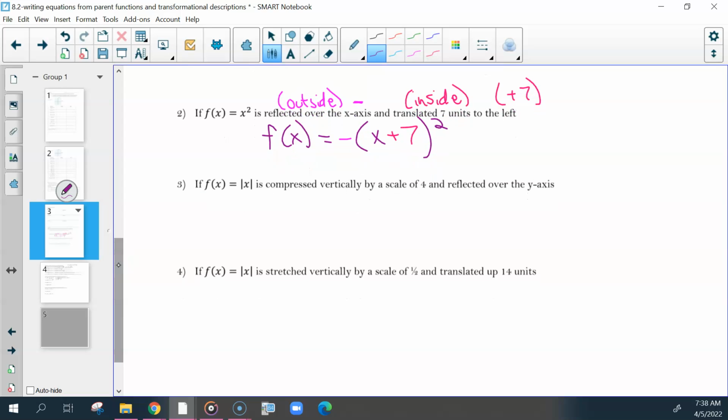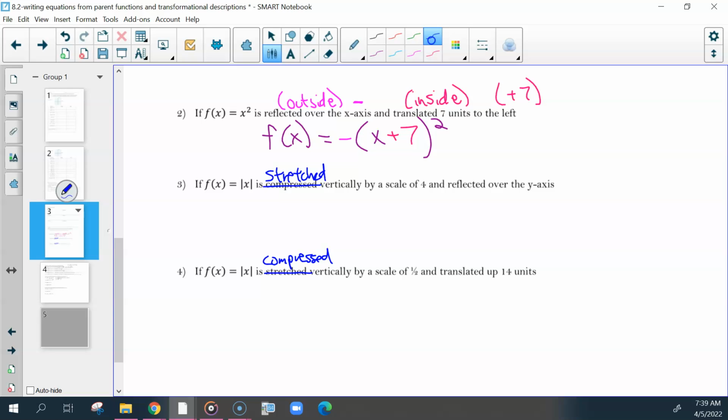For this next one, we're now changing the parent function to absolute value. These words are switched. This should be stretched, and this should be compressed. What's nice about any time it's stretched or compressed, it tells you whether that's vertically or horizontal, so you don't have to guess. So it's stretched vertically by a scale of 4.